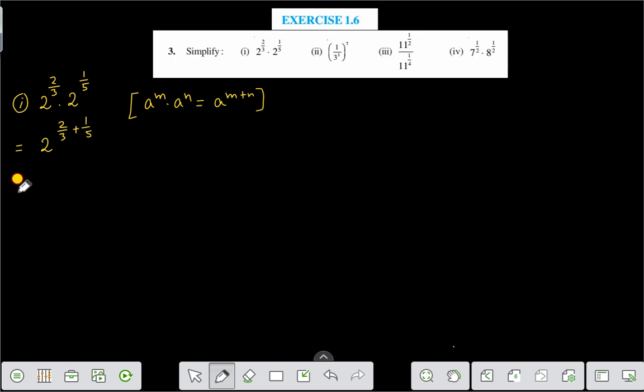If we add these two, we take the LCM as 15. Then we are getting 5 times 2 plus 3, that is we are getting 2 to the power 13 by 15. And that is the answer of question number 1.